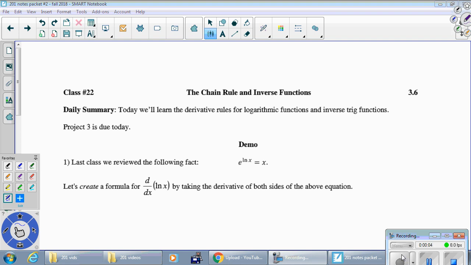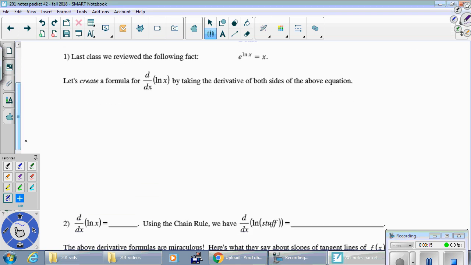Lesson 22 demo. Today we'll learn the derivative rules for logarithmic functions and inverse trig functions. Number one, last class we reviewed the following fact: e to the ln of x equals x. Let's create a formula for the derivative of ln of x.